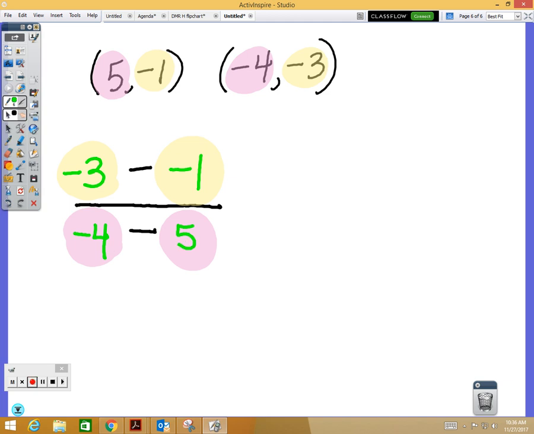And now I'm either going to do this mentally or I'm going to use my calculator depending on how I am with integers. So this would be like negative 3 plus 1, which is negative 2. And down here, this would be negative 4 minus 5, which is negative 9. But I have two negatives, and I know that two negatives make a positive, so this would be a positive 2 over 9. Final answer.